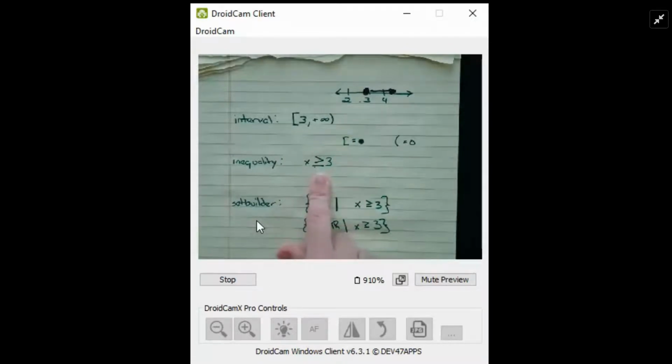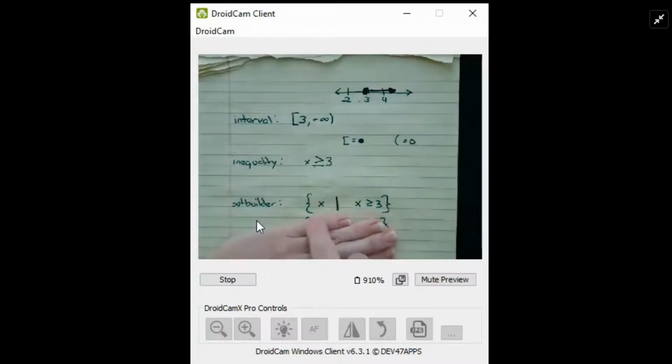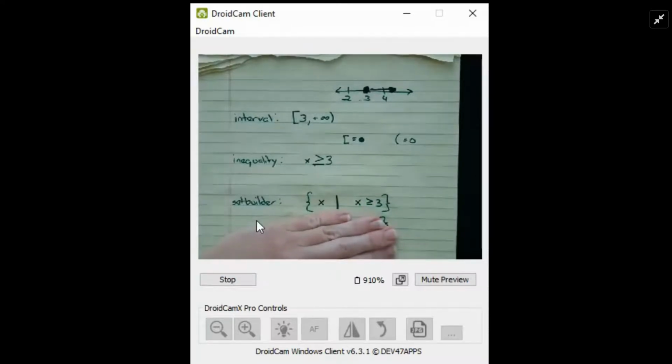Your set builder notation is your inequality form, the exact same thing, with these fancy set symbols. So that means that this is a set. It belongs to a group. So you say your variable, which I'm using x. You can use any letter you'd like, any variable you like. And this line, the straight line, just means such that. So this reads the set of x's such that x is greater than or equal to 3. So somebody reading this would know.